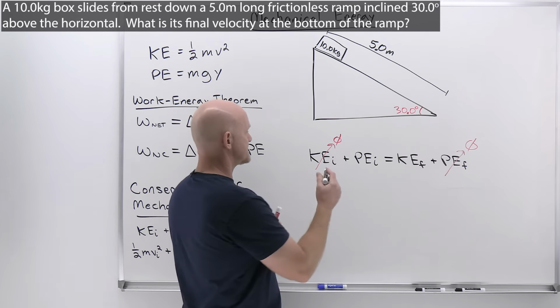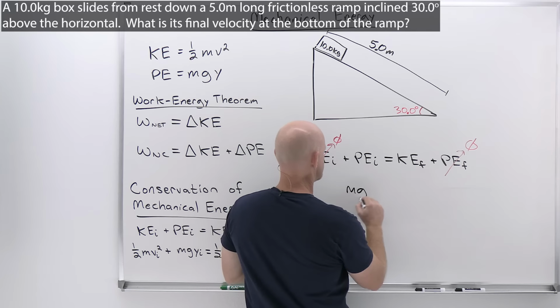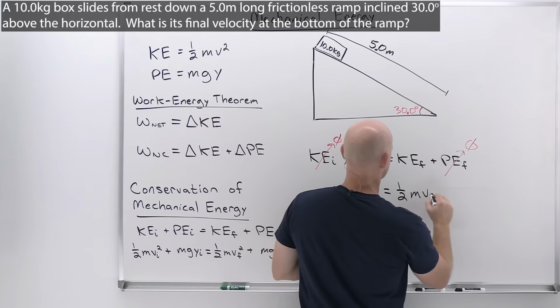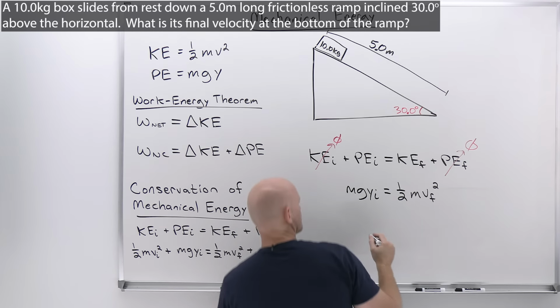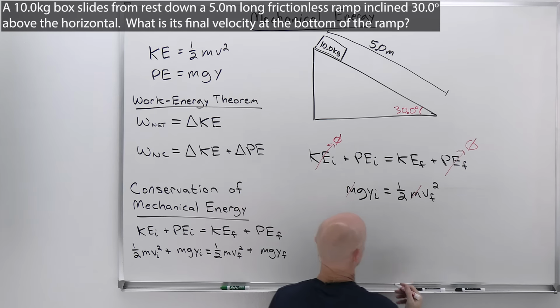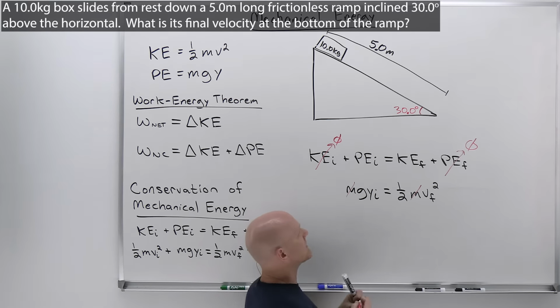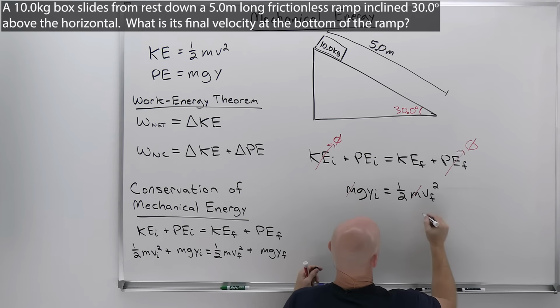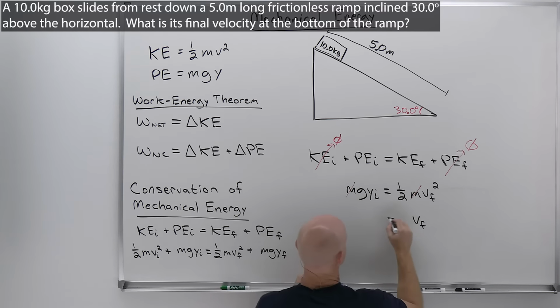All right, so set this up then. We've got mg y initial equals 1/2 m v final squared. And this should look a little bit familiar. We'll see that the mass falls out yet again. Whether you're on a ramp or not, gravity doesn't care about your mass, as long as there are only conservative forces acting on it. All right, so in this case, solving for that final velocity, this should look familiar.